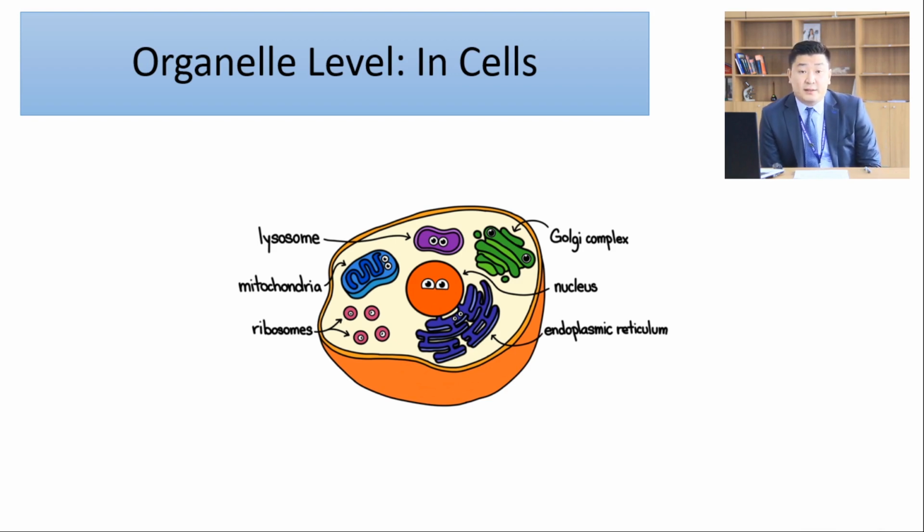For next, we have mitochondria. Mitochondria creates, stores, and releases energy. Ribosomes, they make protein. Golgi complex build and ship protein. Next, we have nucleus. Nucleus contains DNA, which is our genetic information, and endoplasmic reticulum, which carries protein in passageways.